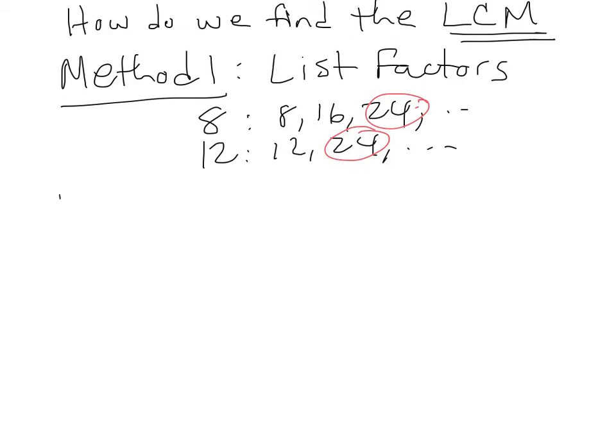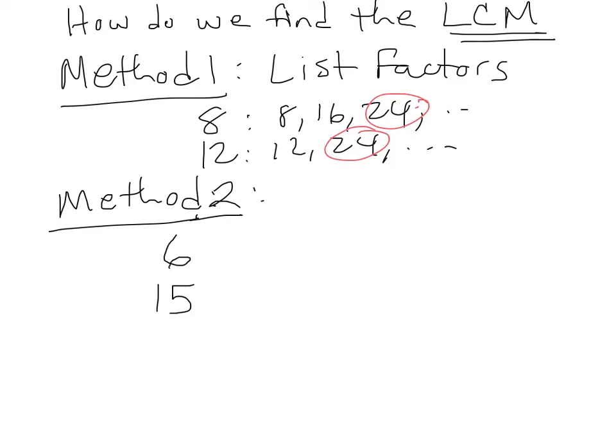Sometimes it's not that easy, and sometimes it's obnoxious to write that many multiples if it doesn't readily come to you. So method 2 gives us a solid approach that will work no matter what the number is and no matter if it has variables or not. So let's look at an example using just 2 basic numbers. Let's find the least common multiple between 6 and 15.